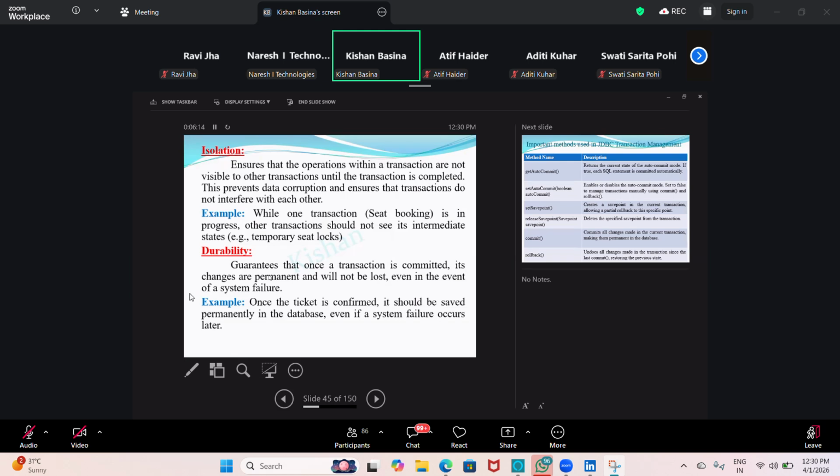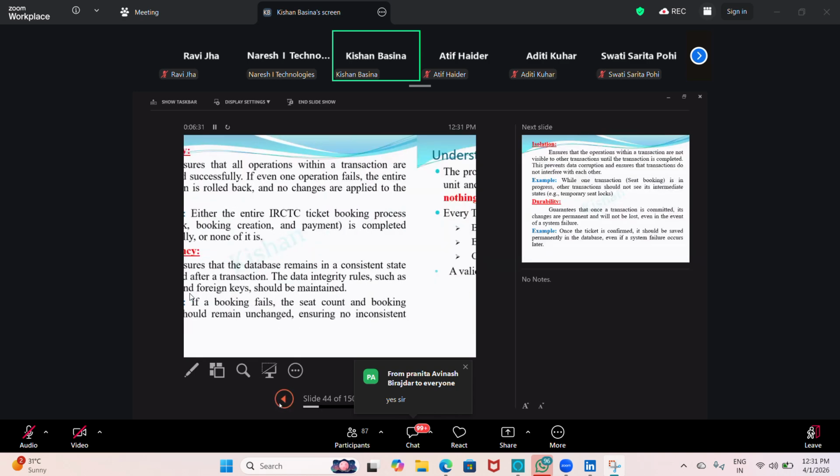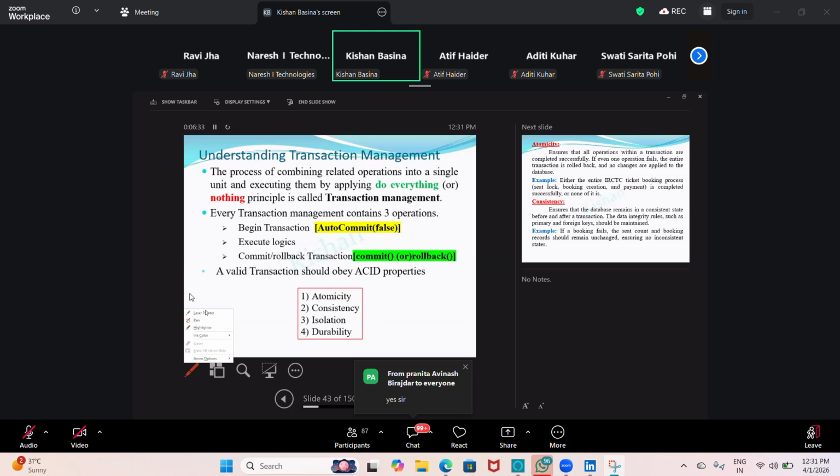Now we need to deal with transaction management. Before going to the program related to transaction management, tell me, did you understand what transaction management is? The entire transaction management revolves around one principle. What is that? Do everything or do nothing.